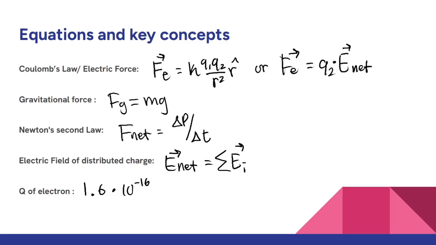Alright, so the equations and key constants you had to know were: Coulomb's law for electric force, where the force on the electron is equal to the constant times the first charge multiplied by the second charge divided by the distance squared times r hat, or just the second charge times E net. The gravitational force, which is just the force of gravity, is equal to mg. Newton's second law, where net force equals the change in momentum divided by the time difference. The electric field of a distributed charge, E net, is equal to all the electric forces added, which is just superposition. And the charge of an electron, which is 1.6 times 10 to the negative 16th.